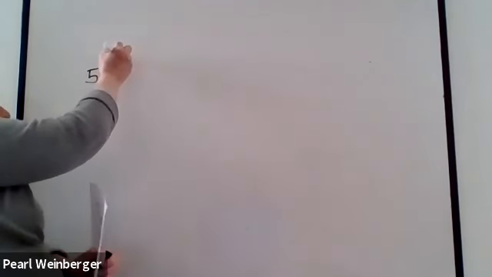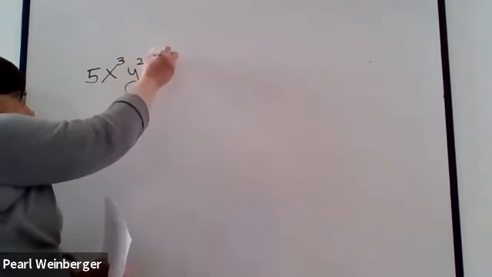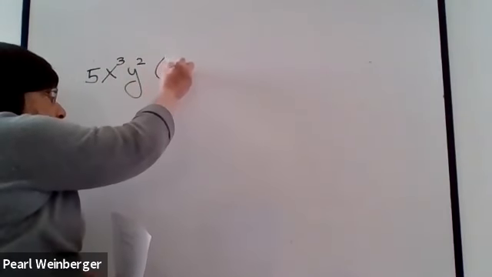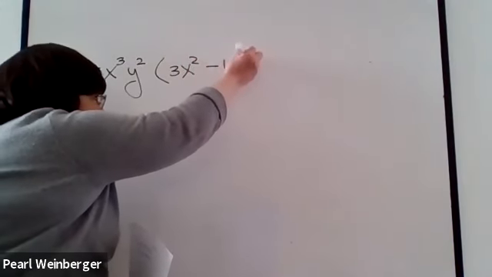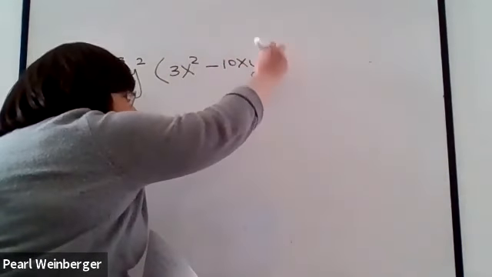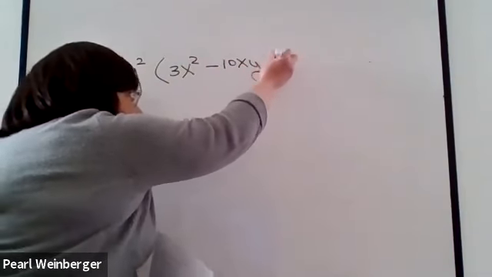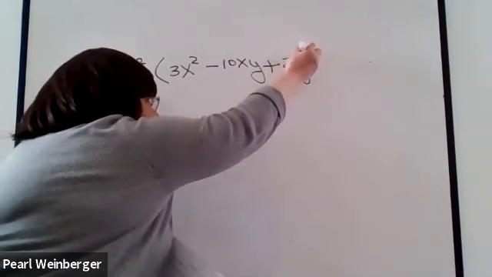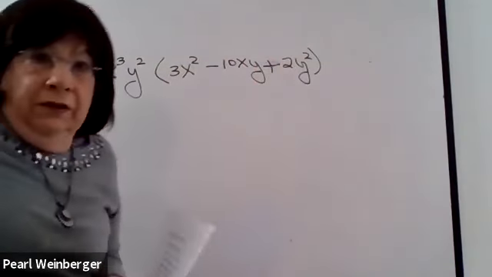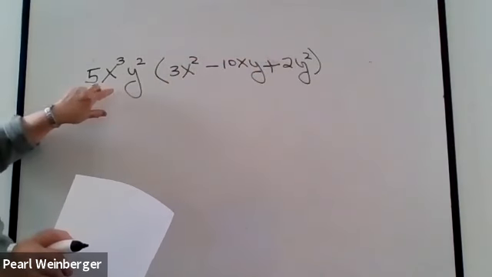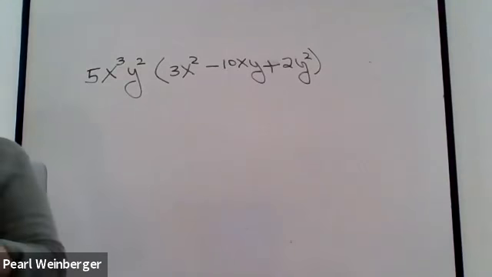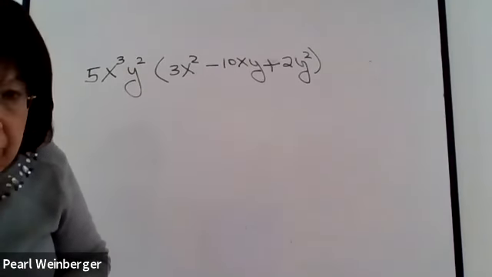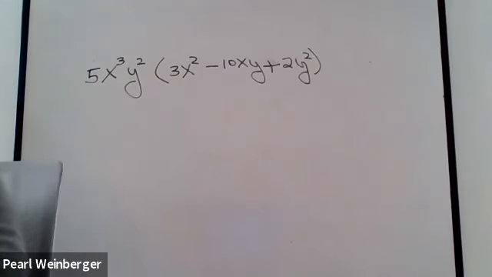I want you to perform the indicated operation. I have 5x cubed y to the second times 3x squared minus 10xy plus 2y squared. If you recall, this is multiplication, where we have a monomial, this is a single term, times a trinomial, this is 3 terms. And if you can combine any like terms, I'd like you to do that. Okay, so while you're doing that example, I am going to take attendance.